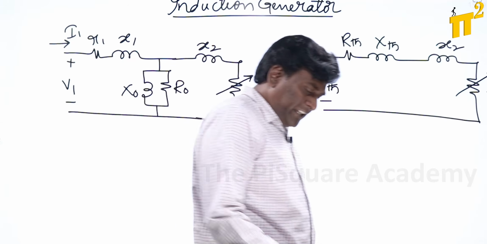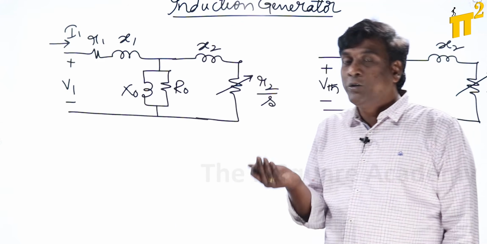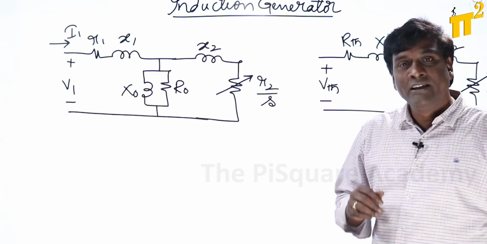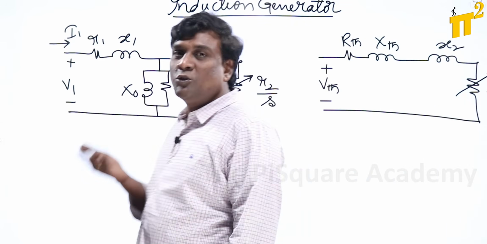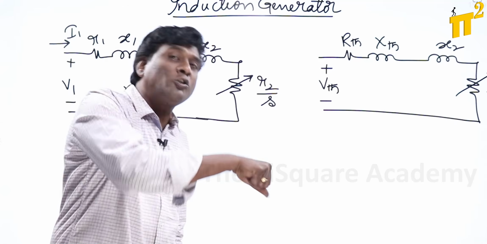Now, for example, the stator MMF is rotating at 3000 RPM. For example, the rotor is at standstill. I strongly hold the rotor so that it does not rotate.